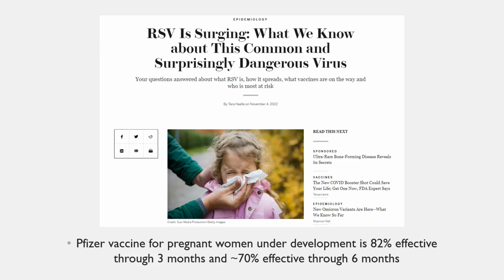It's about 82% effective at preventing RSV infection during the first 3 months of an infant's life and about 70% effective through 6 months. So the protection does wane, but in those critical first few months, the protection level is at its highest.